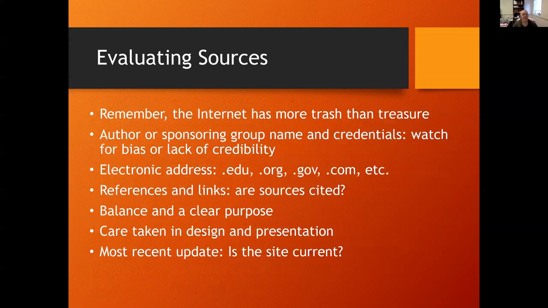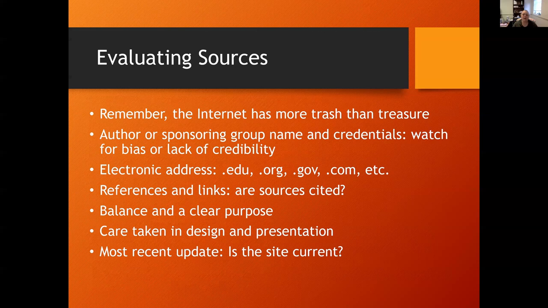Remember, the internet is more trash than treasure in more ways than one, so definitely take it with a grain of salt. There are some journals out there that are scam journals, and authors can just pay to be published, and there really is no review process in that. You just pay a fee and they publish you. Authors or sponsoring group names and credentials, watch for bias or lack of credibility. If there is an article written by the Save the Whales group, is it going to be anti-whale or is it going to be pro-whale? It may be in the name.